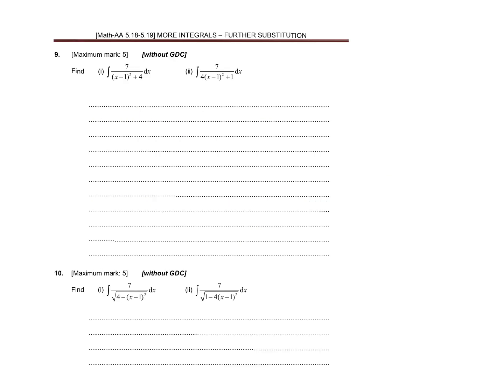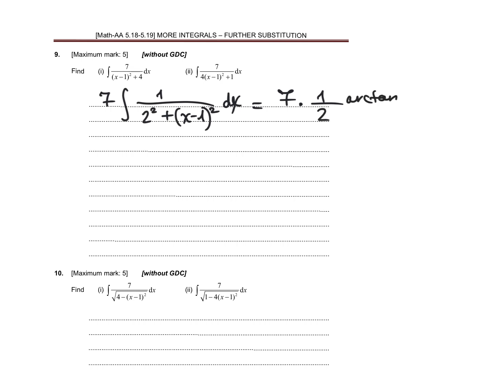Okay, this one is also going to be a tangent, so arctangent. So we have the 7, and then I'm going to write 2 squared plus x minus 1 squared dx. So we've got the 7 on the outside, and then we have times 1 over a, which is 2, arctan, and then x minus 1 over 2, and there's no reverse chain rule, plus c.